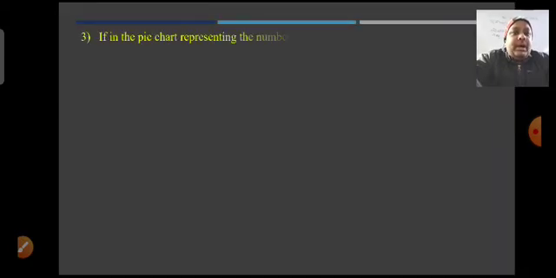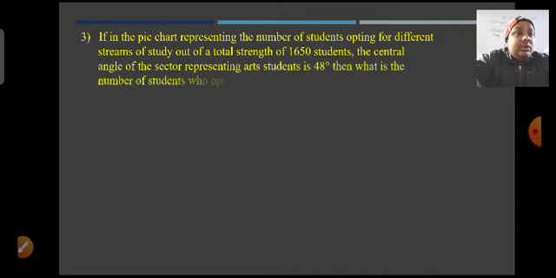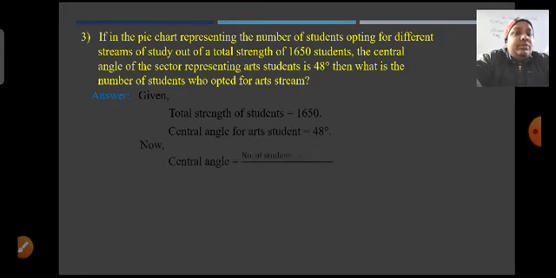Now, in the pie chart representing the number of students opting for different streams of study out of a total strength of 1650, the angle is already given as 48 degrees for arts students. Then what will be the number of students who opted for the arts stream? Let's see the question again. At first we will write what is given, after that we will apply the formula. Central angle is equal to the number of students opted for arts by total strength into 360. Now students, we will put the value: 48 degrees equals the number of students opted for arts by 1650 into 360.